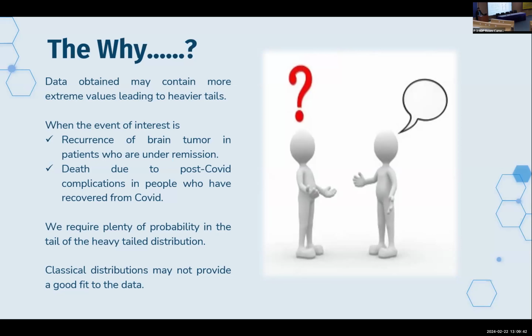So if we consider an example where the event of interest is recurrence of brain tumor in patients who are under remission, or death due to post-COVID complications in people who have recovered from COVID. Or if we go back to the diabetic example, people who have diabetes may take a long time to develop renal disease. So our data may contain extreme values and not just short-term values. In this situation, we require plenty of probability in the tail, as in heavy tail distributions. In these situations, classical distributions may not provide a good fit to our data.